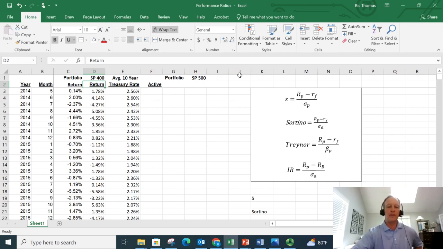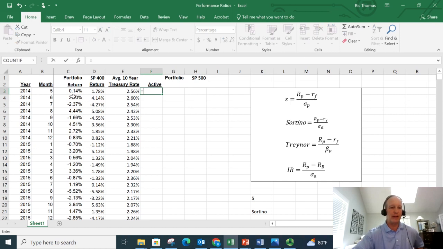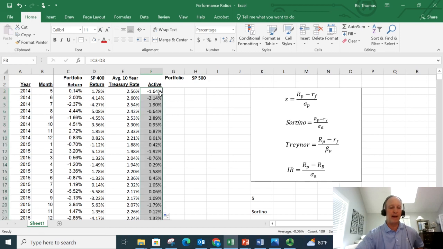So first thing, let's go through this. If I just want to calculate the active return or the excess return, how does the student portfolio do relative to the benchmark each month? Well, all I have to do there is just calculate this number minus this number. So I just take the portfolio return minus the S&P 400 return, hit enter there, and then what I can do is just click on that, get to the lower right where my cursor turns into this black X, double click that, and it populates everything.